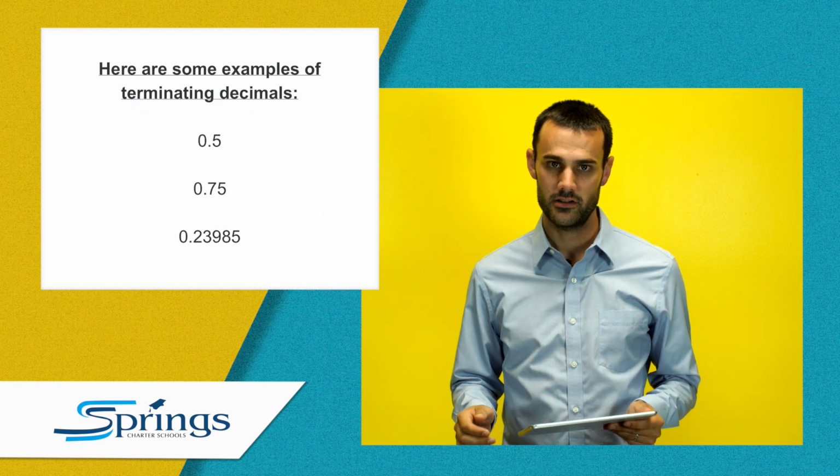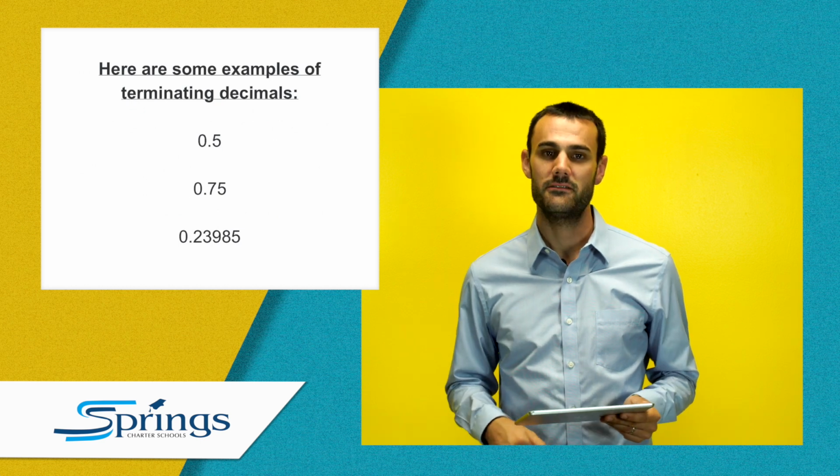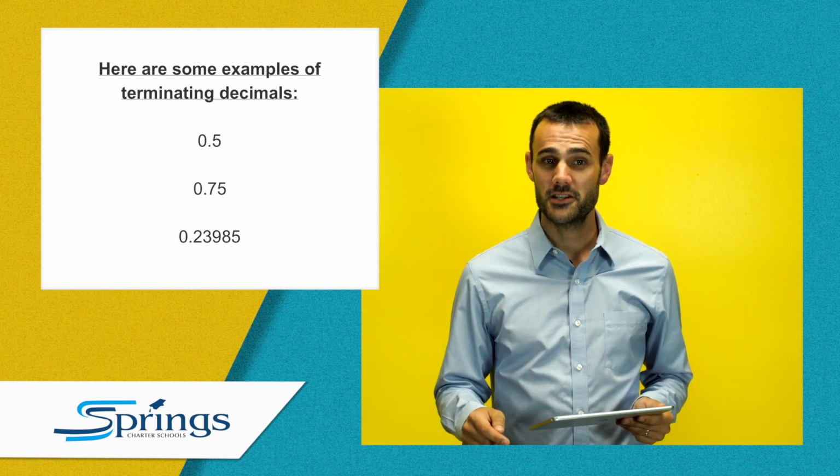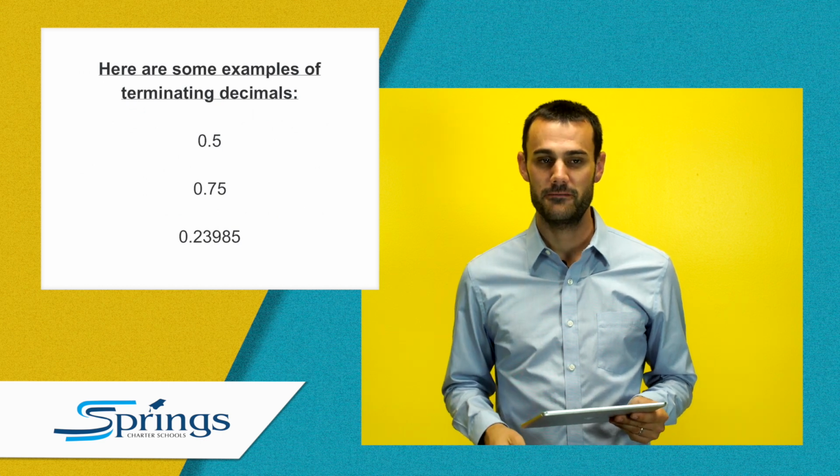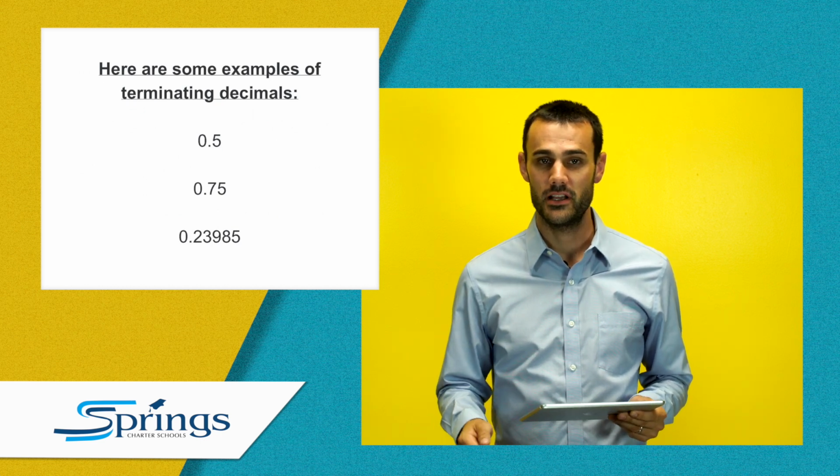Our last example here is 0.23958. Now, I'm not really sure what the fraction equivalent to that decimal is. However, we can see that it does end at that digit of 5, and so therefore, we can call that a terminating decimal as well.